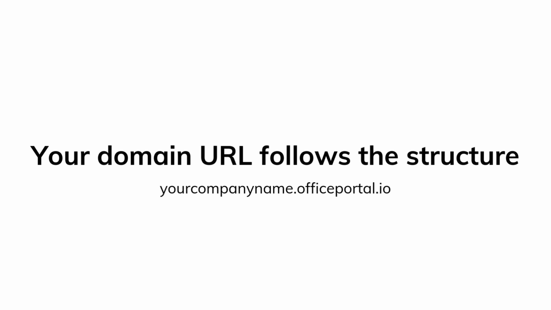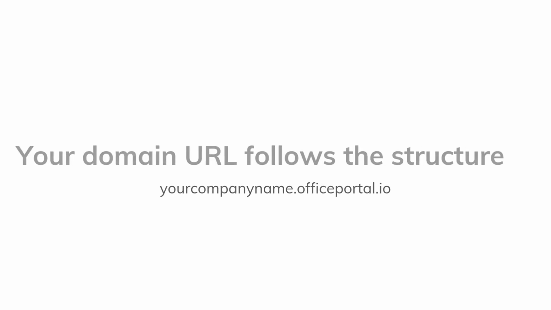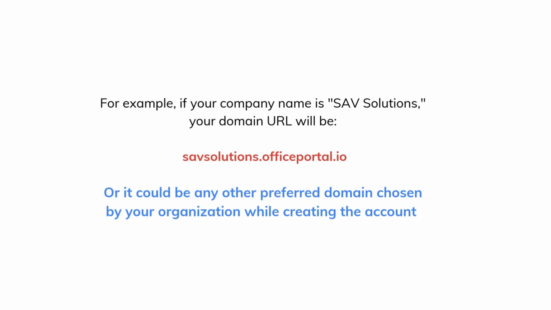Know your domain URL. Your domain URL follows the structure: your company name.officeportal.io. For example, if your company name is SAV Solutions, your domain URL will be savsolutions.officeportal.io, or it could be any other preferred domain chosen by your organization while creating the account.